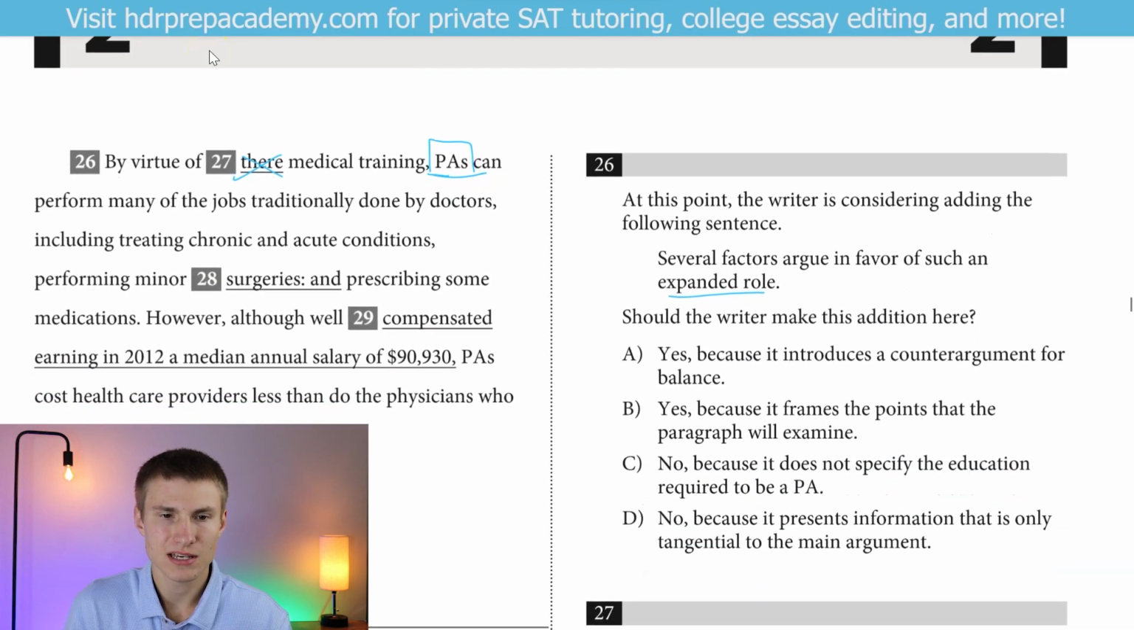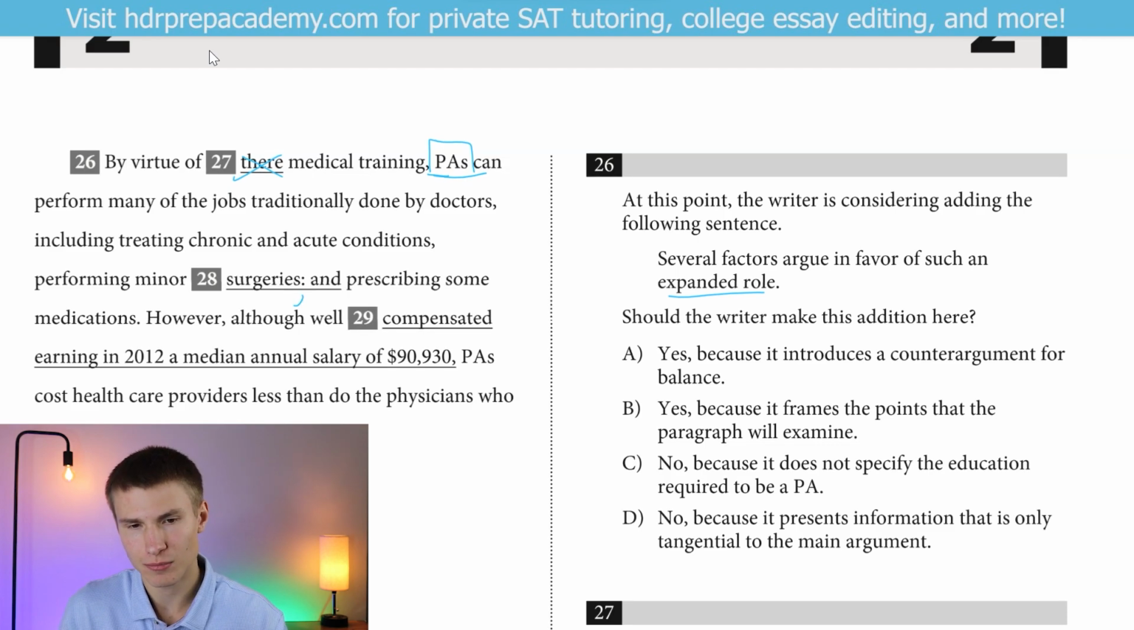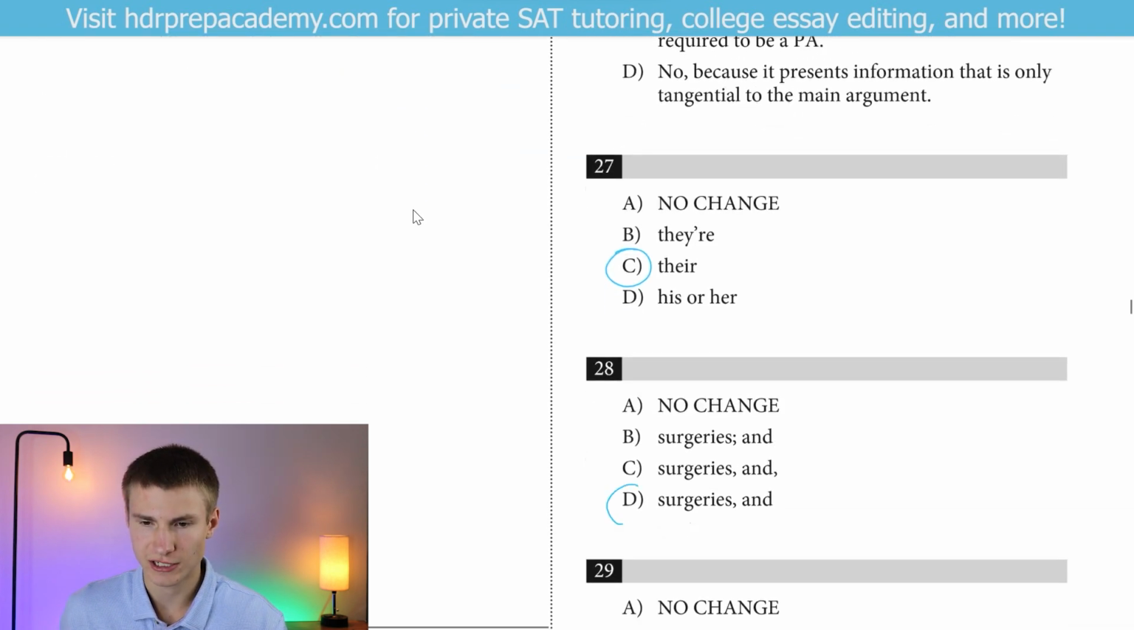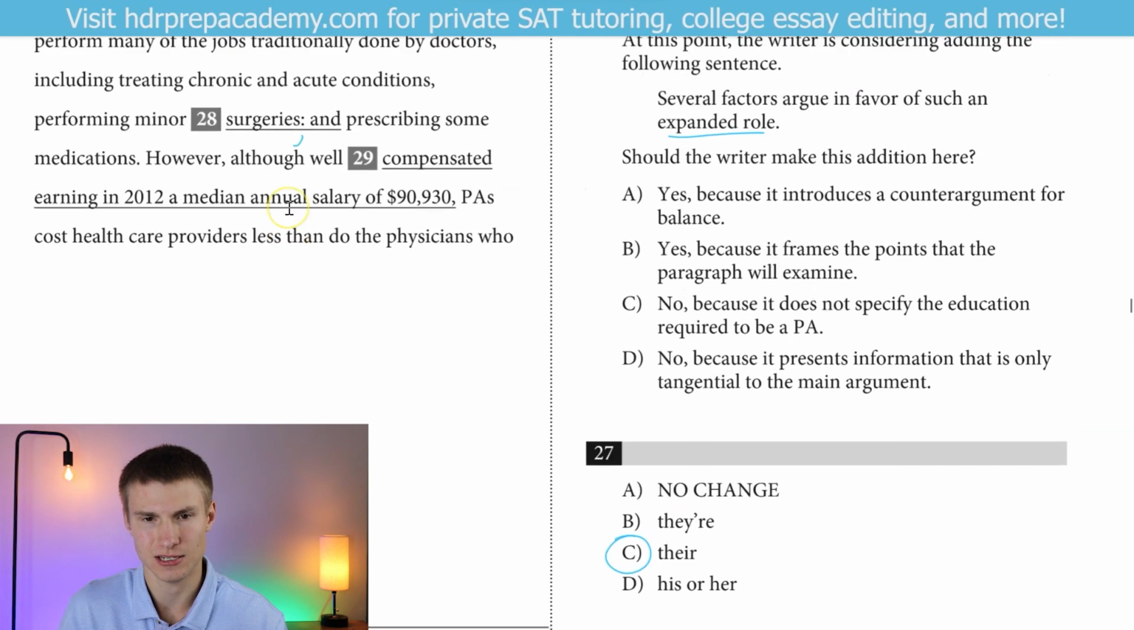Going back up, PAs can perform many of the jobs traditionally done by doctors, including treating chronic and acute conditions, performing minor surgeries, and prescribing some medications. Keep in mind this is a list of 3 things. We're going to separate that list of 3 with a comma before "and" there. So this is just simply having the correct punctuation for our list. So our answer there would be answer choice D.